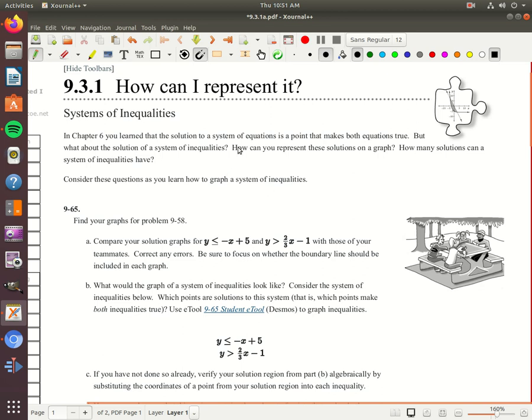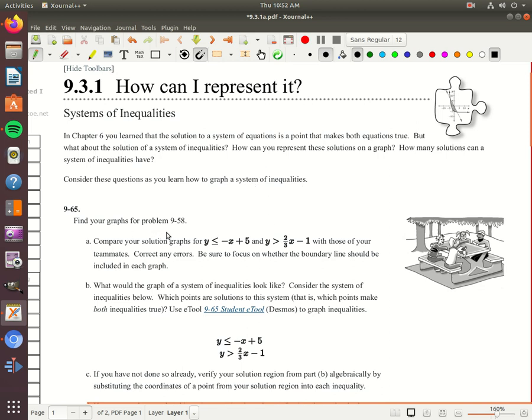In chapter 6, you learned that the solution to a system of equations is a point that makes both equations true, but what about the solution of a system of inequalities? How can you represent these solutions on a graph? How many solutions can a system of inequalities have? Consider these questions as you learn how to graph a system of inequalities.